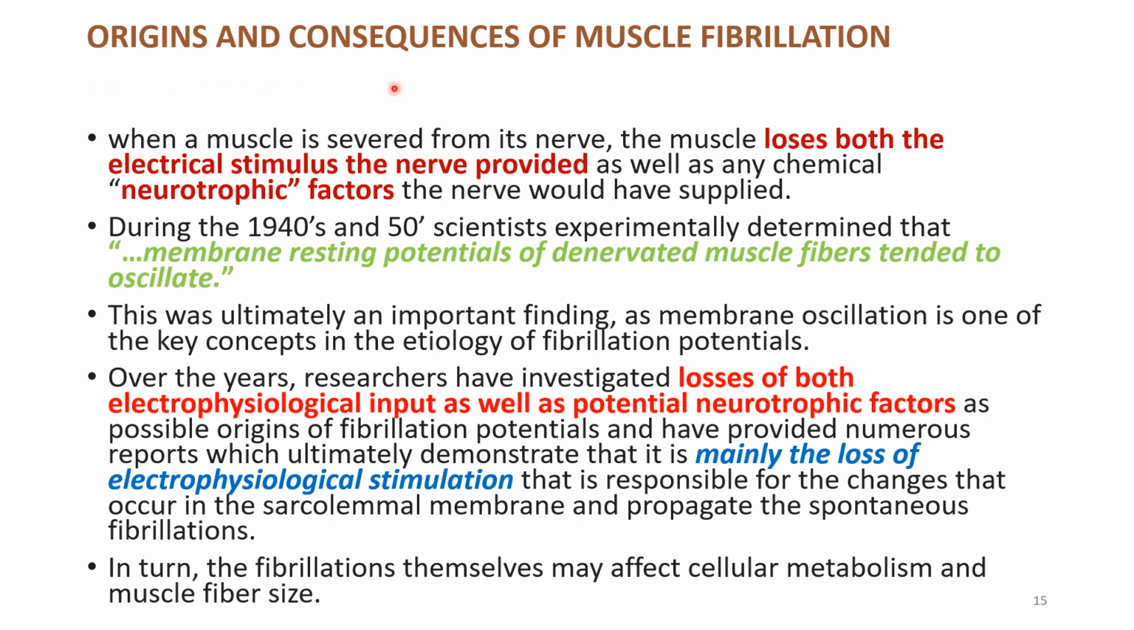Now coming to the origins and consequences of muscle fibrillation. When a muscle is severed from its nerve, what happens? The muscle loses both the electrical stimulus the nerve provided as well as any chemical neurotrophic factors the nerve would have supplied. So it will lose two things. It will lose the electrical stimulus which the nerve is providing, and it will lose the chemical factors which the nerve is releasing, that is, the neurotrophic factors.